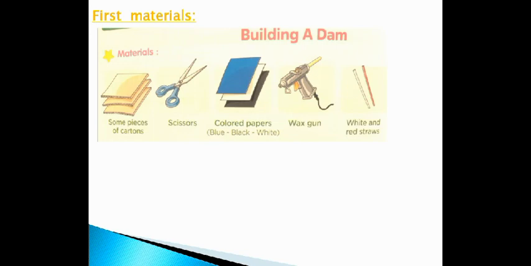The materials which we need are some pieces of cartons, scissors, colored paper, blue, black, white, wax gun, white and red straw. Of course, after having the materials, we will make a plan for our dam or barrier. So we are going to make a plan, then we are going to build it.